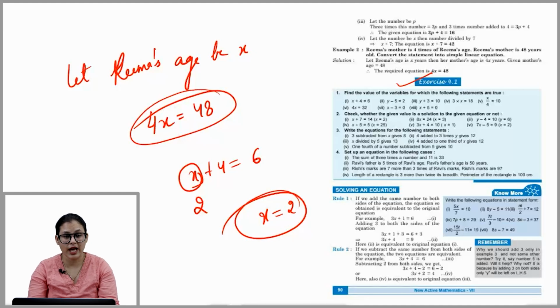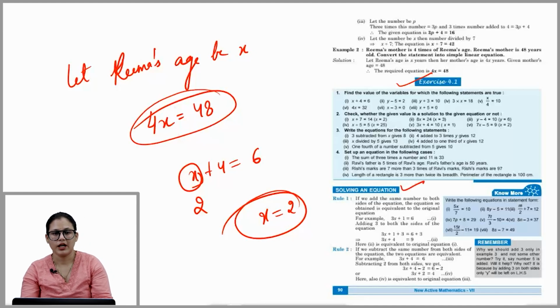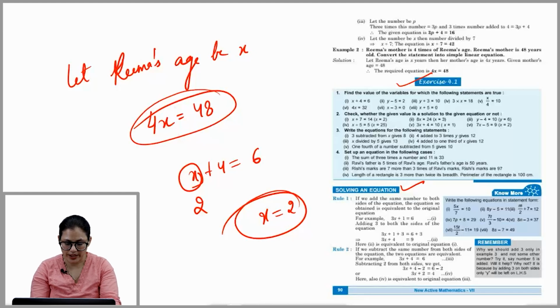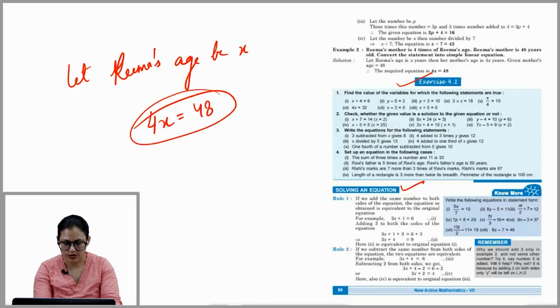Now, solving an equation. Rule number 1: if we add the same number to both sides of the equation, the equation so obtained is equivalent to the original equation. For example, 3x plus 1 is equal to 6. Adding 3 to both the sides of the equation, what will we get? Okay, so we have this equation, which is 3x plus 1 is equal to 6.